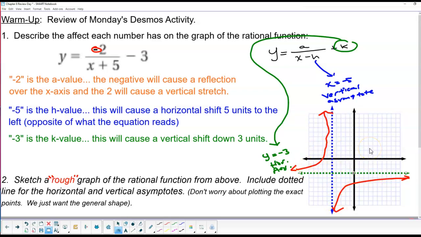So that's a very rough sketch. The big thing is, do you know that the h tells us our vertical asymptotes and the k value tells us our y? And the a value tells us which quadrants we're going to be in and by how much of a stretch we have. So again, this is a very rough sketch, but hopefully you get the idea.